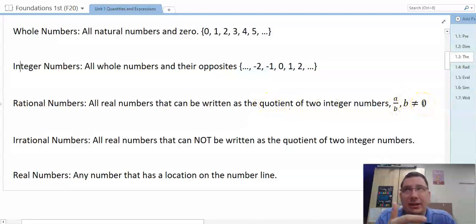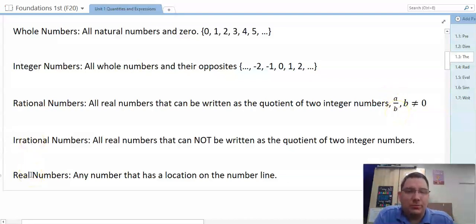So I could take like negative 5/3, that is a rational number. I could take 7/9, rational number. 10 billion over 5, rational number. Because again, it is the quotient or the ratio of two integer values, as long as the denominator is not equal to 0. Now, I'm going to skip for a second irrational number and go to real number.